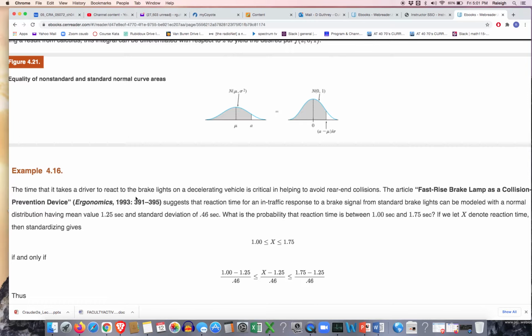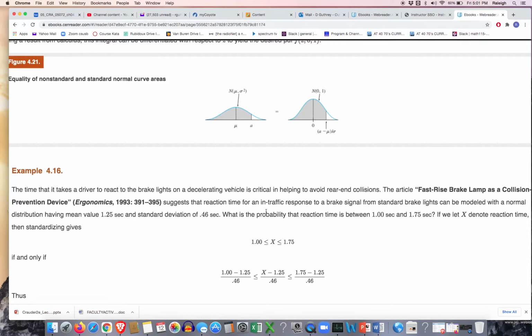The time that it takes a driver to react to the brake lights on a decelerating vehicle is critical in helping to avoid rear-end collisions. I got caught in a sandwich once where the guy pushed me into the other car, and of course the car was eventually totaled, although it took them a while for them to decide that.